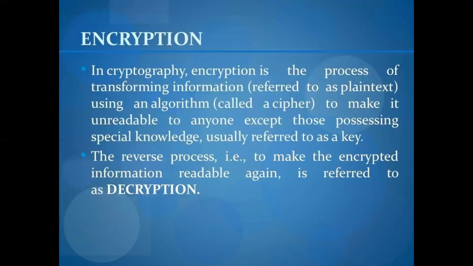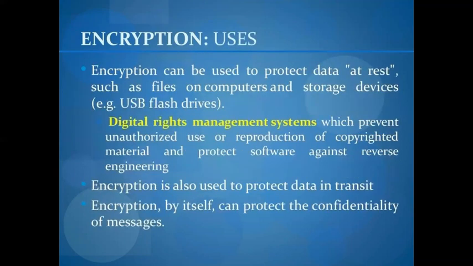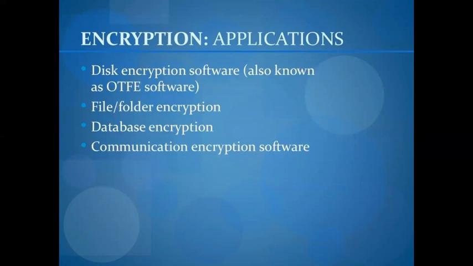Now, what is encryption? Encryption is the process of transforming information from plain text to ciphertext, unreadable to anyone except those possessing special knowledge, usually referred to as a key. Decryption is the process to make the encrypted information readable to the users. Encryption can be used to protect data at rest, such as files, computers, or storage devices. Digital rights management systems authorize users to reproduce copyrighted material. Encryption applications include disk encryption, also known as OTFE software, file and folder encryption, data encryption, and communication encryption.